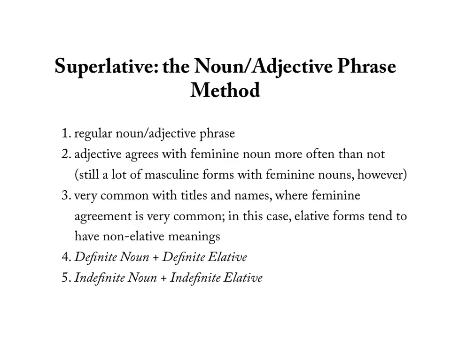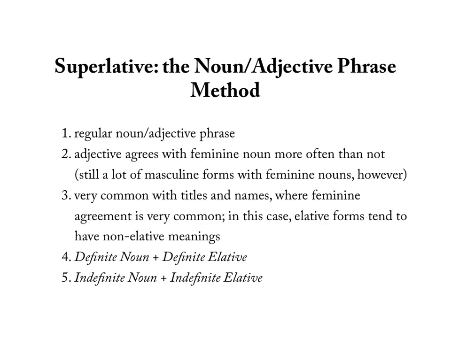This superlative noun-adjective phrase method is very common with titles and names, and in that case, feminine agreement is really very common. When they are titles and names, they don't tend to have elative meanings, and so you get an elative form without the elative meaning. So, for instance, Baritania al-Uzma literally would mean something like the greatest Britain, but of course it just means Great Britain. It's an elative form with a non-elative meaning.